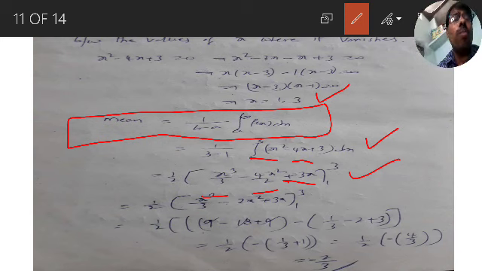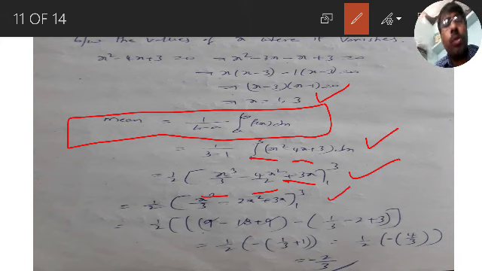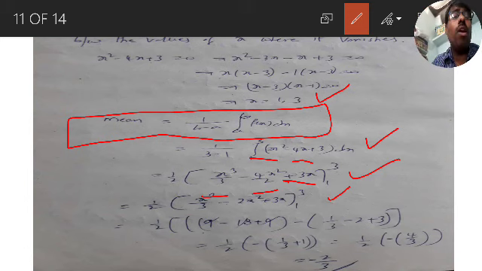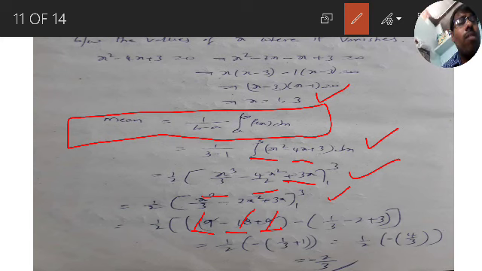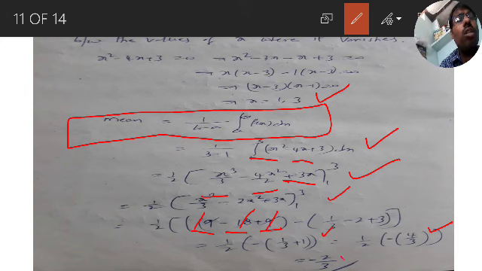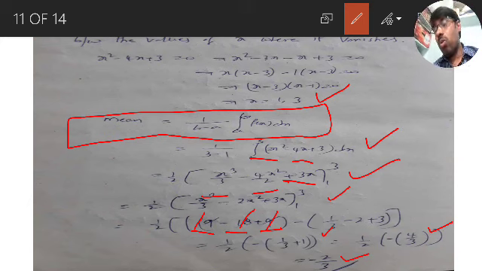So that's 1 by 2 into x cube by 3 minus 2x square plus 3x from 1 to 3, substitute upper limit 3 and lower limit 1. 3 cube, 27 by 3, 9. 2 into 9, 18. 3 into 3, 9. So substitute: 1 by 3 minus 2 plus 3 plus 9 minus 9 plus 18 minus 18 cancel, and here minus 2 plus 3 it is 1, 1 by 3 plus 1 that is 4 by 3. So the mean value is minus 2 by 3. The mean value is minus 2 by 3. So this is my problem.